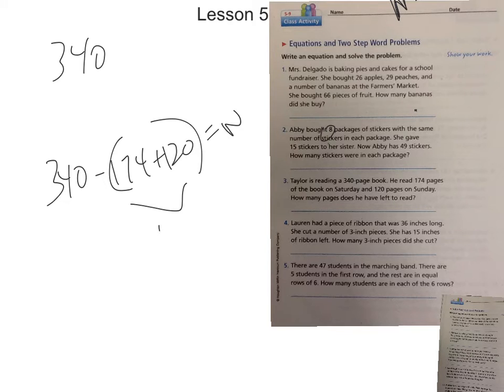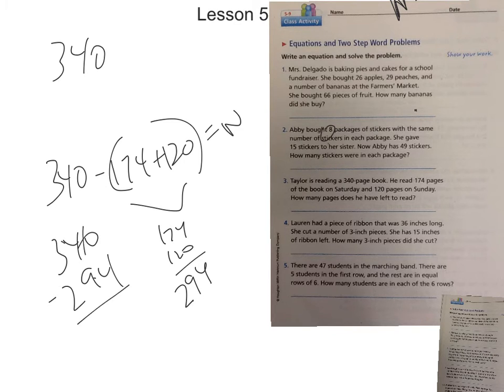So 174 plus 120 is 294. And we have 340 minus 294. So we have 46. So if you worked it out correctly, it says 46 equals n. Well, you don't have to do any more after that because it tells you your answer. So n equals 46, and that would be 46 pages.